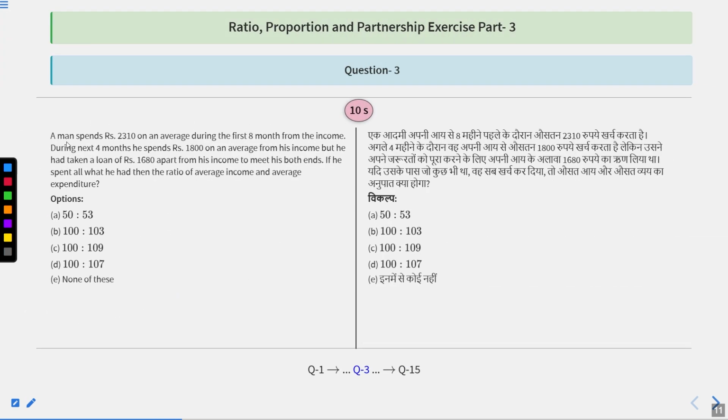Next one is: a man spent 2,310 on average during the first 8 months from his income. During the next 4 months, he spent 1,800 on average from his income, but he takes a loan of rupees 1,680 apart from his income to meet both ends. If he spent all he had, then find the ratio of average income and average expenditure. So you have 5 options and 10 seconds to analyze the question. Your time starts now.